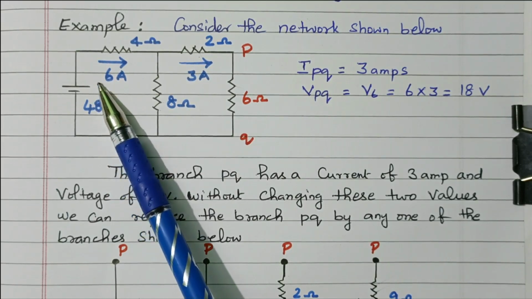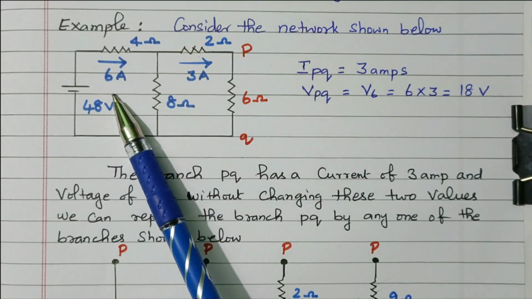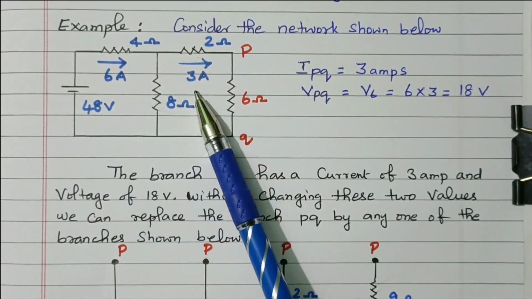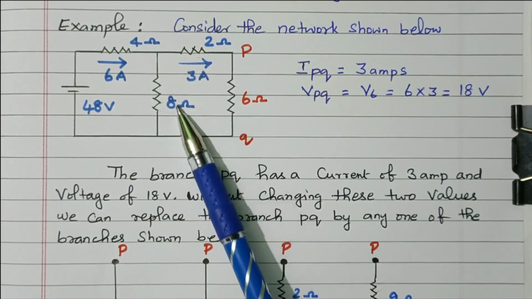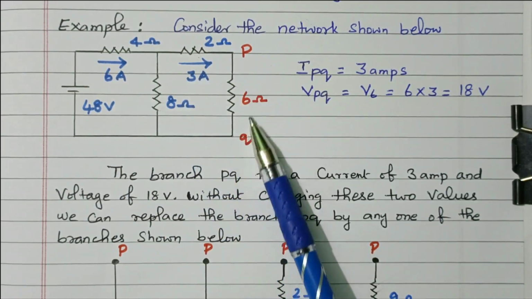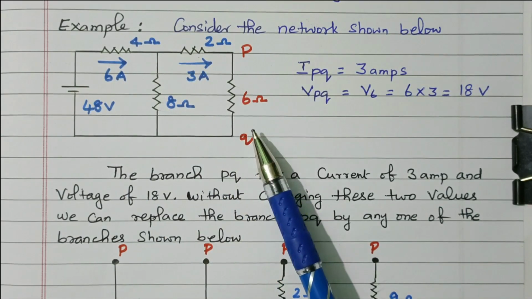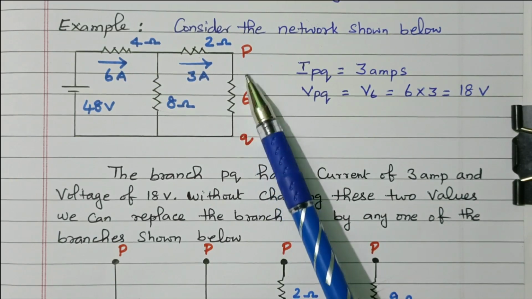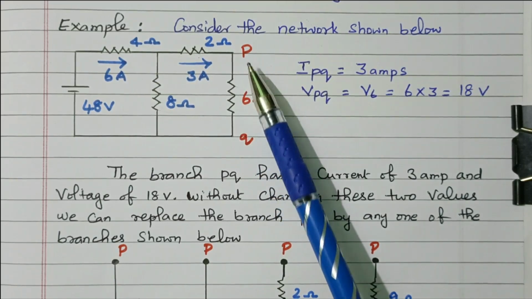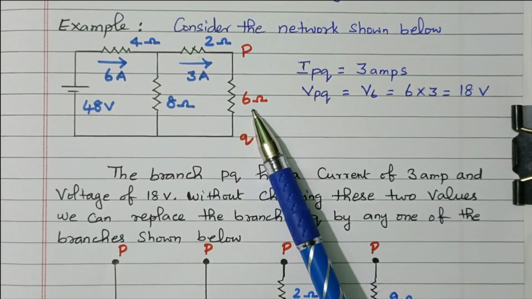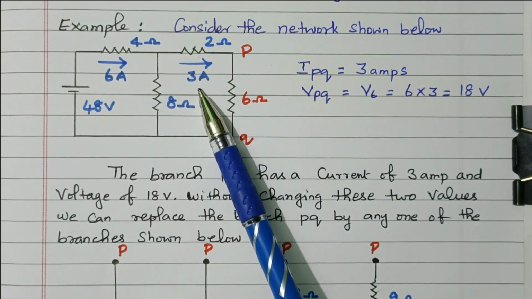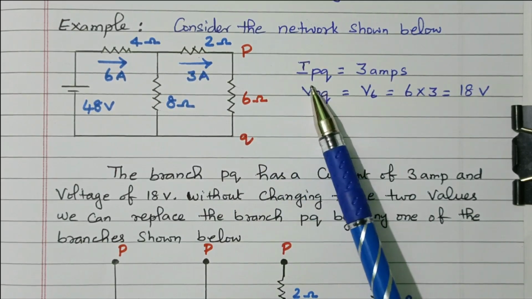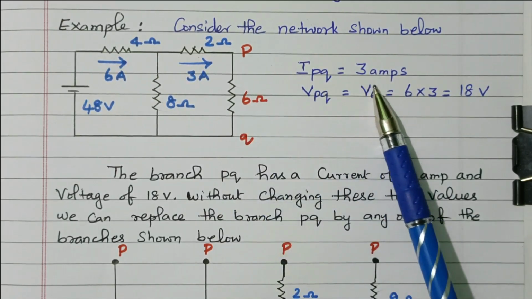6 ampere is flowing through the 4 ohm resistor. Thereafter, in the second loop, 3 ampere is flowing, so 3 ampere is flowing through the 6 ohm resistor. Now we are going to substitute the branch between the terminals P and Q, where 6 ohm is available and 3 ampere is flowing. So what is the current through this branch? IPQ, the current flowing through PQ, is 3 ampere.